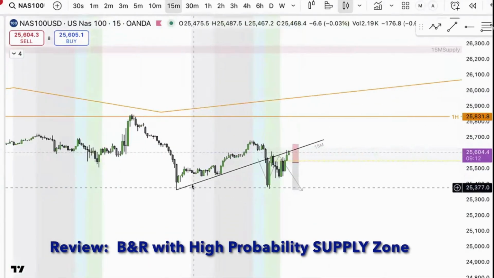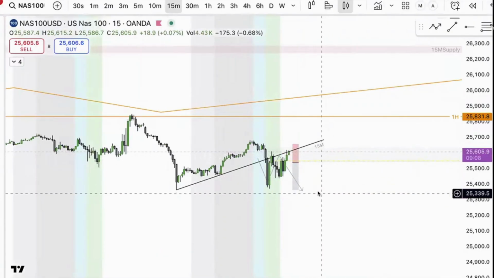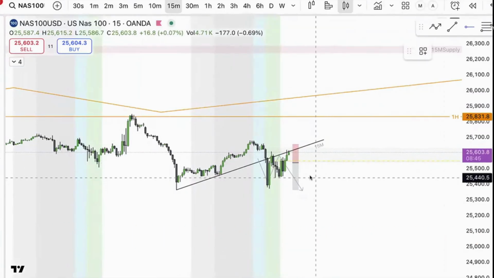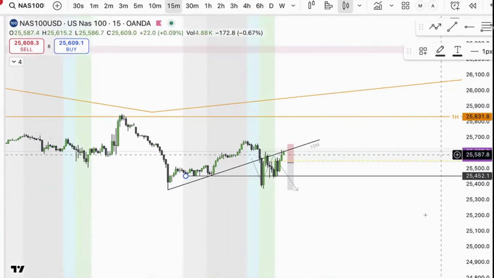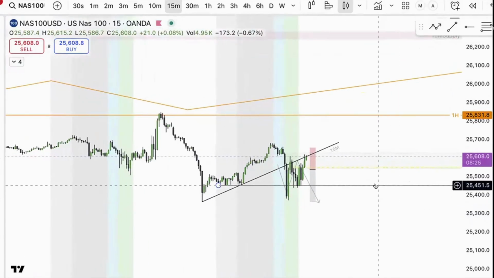All right, so this was our 15-minute break and retest. You can see that here. We had a break, as we said before, and a retest of the trend line, and we expected price to continue down to at least this area. As our plan indicates, we took off some of our profit when we reached the first area of support, which was right in here. We took off some of our trade and followed our rules, and it worked out for us because we secured some profit.